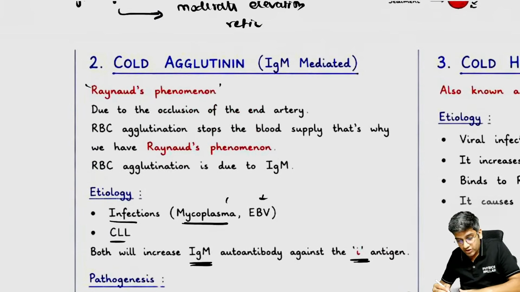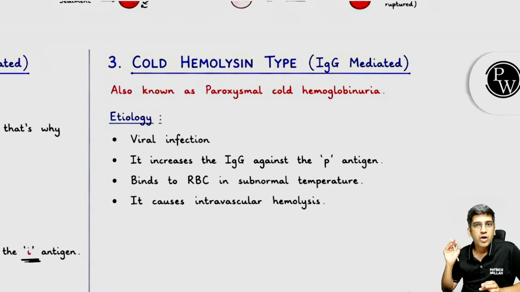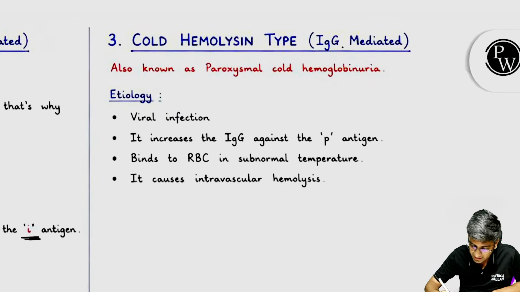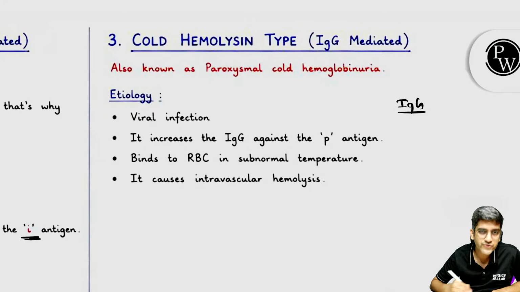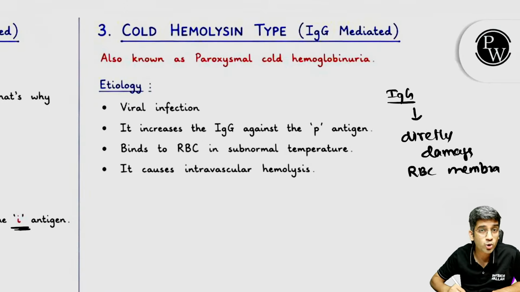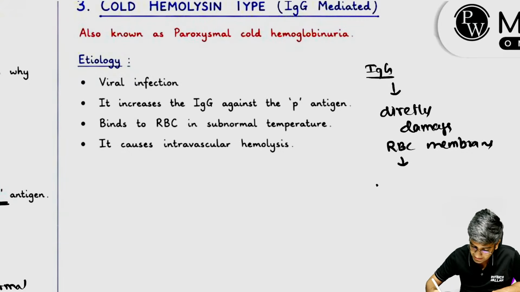Next, last but not the least, cold hemolysin, otherwise called paroxysmal cold hemoglobinuria. Very, very rare. We don't see much of them these days, right? But it's a severe condition. This is a condition where IgG acts to the fullest of its power. It goes and directly damages the RBC membrane. Generally, they don't do it. Here they are so vicious, so powerful, they directly damage the RBC membrane and cause intravascular hemolysis.